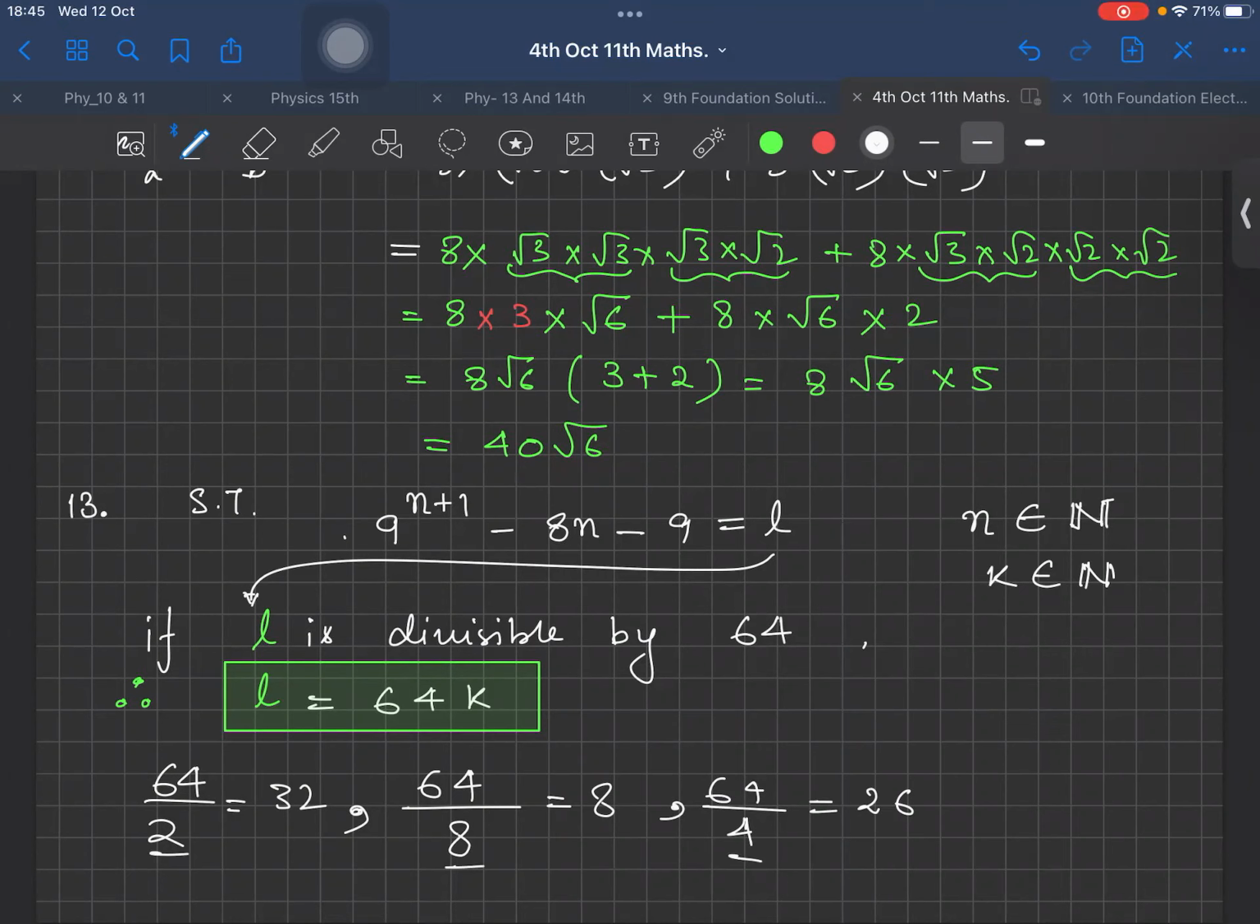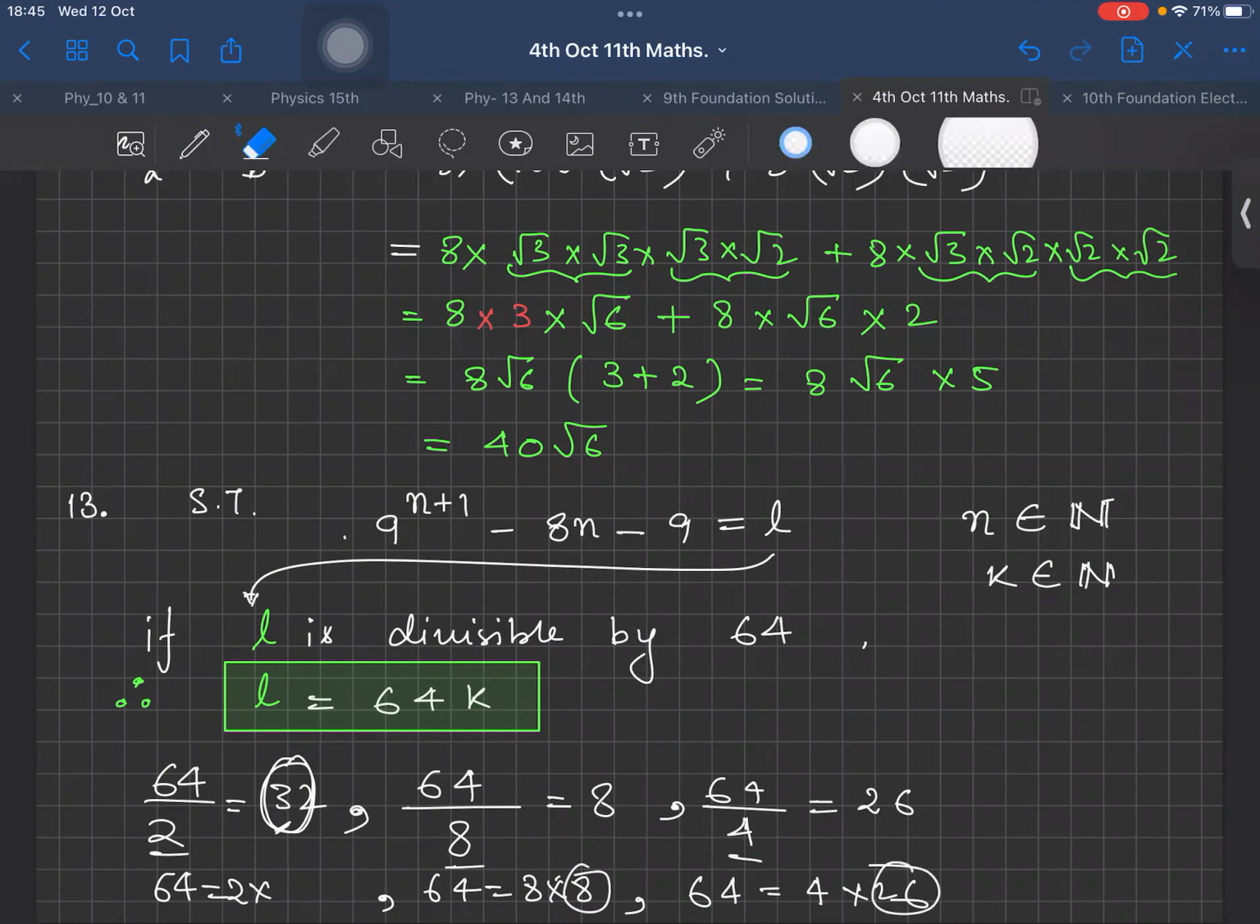And the multiple, that means you can write 64 is equal to 2 times 32. You can write 64 is equal to 8 times 8, and 64 is equal to 4 times 16, right? That means if these are all natural numbers, you can replace them by some number k, which is a natural number. So from here you can find the value of k.